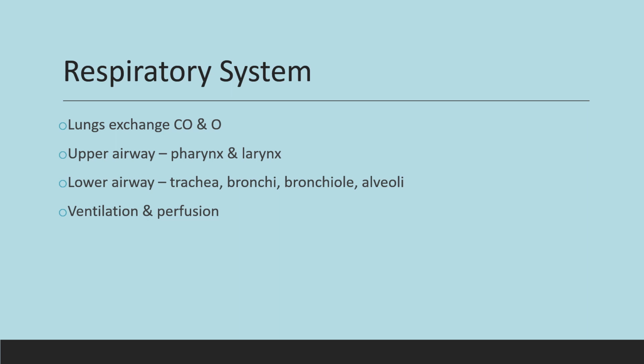Surfactant is a lubricant that keeps the alveoli from collapsing. A lack of surfactant will allow the lung tissue to collapse, creating volume loss during expansion. This is also known as atelectasis.